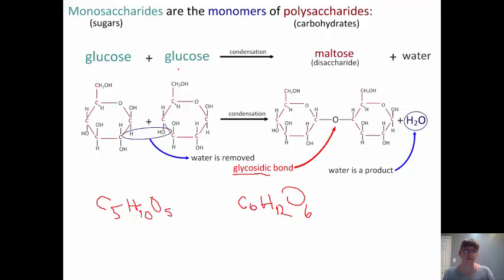All right, but you don't always have to use glucose plus glucose. What happens if you put glucose and galactose together? If you do glucose and galactose, you get lactose. If you do glucose and fructose, that's how you make sucrose. So you can do a condensation reaction between any of the combinations of the glucose, galactose, and fructose molecules and get a different disaccharide each time.